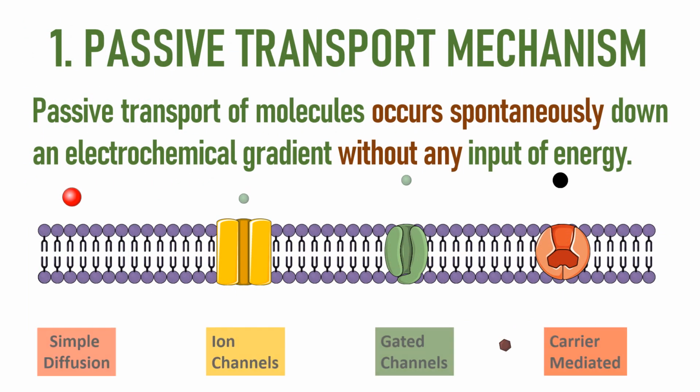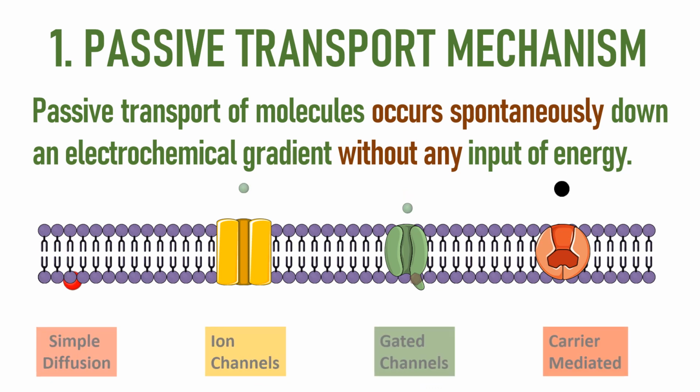Passive transport of molecules occurs spontaneously down an electrochemical gradient. Input of energy is not required. In the animation, we can observe the various types of passive transport mechanisms. In simple diffusion, we can see the red molecule simply passing through the membrane. Another molecule is freely passing through the yellow-colored channel. Yet another molecule, which may also be an ion, is passing through a channel that is controlled through a gated mechanism. This gated mechanism responds to a ligand, voltage changes, etc.